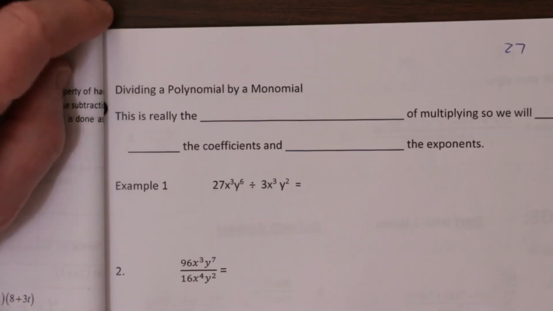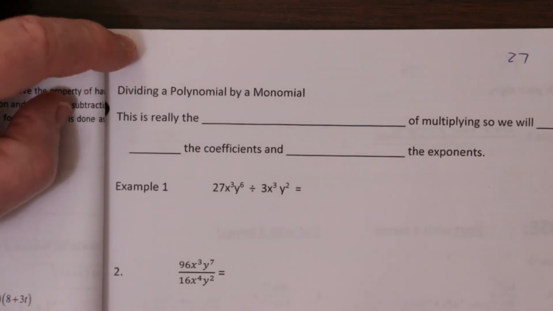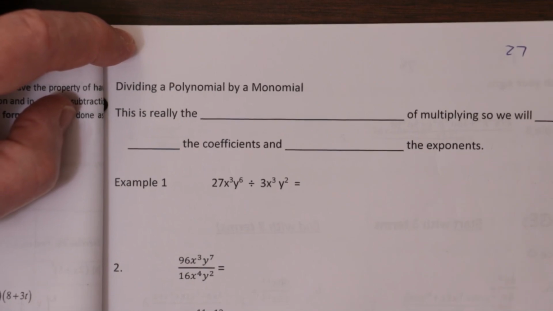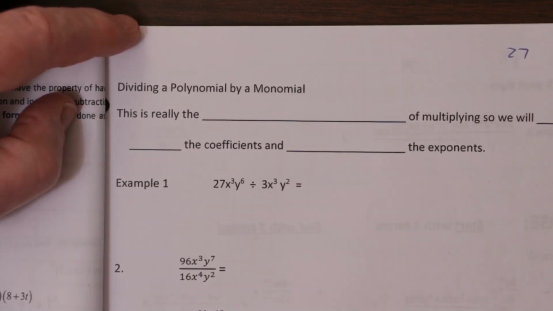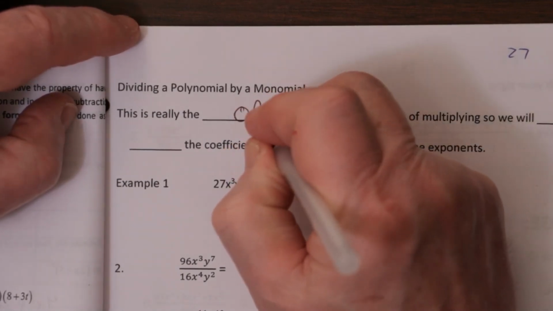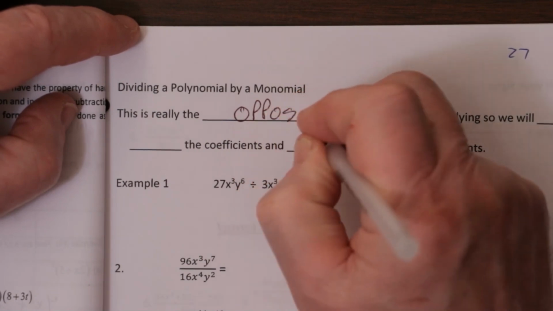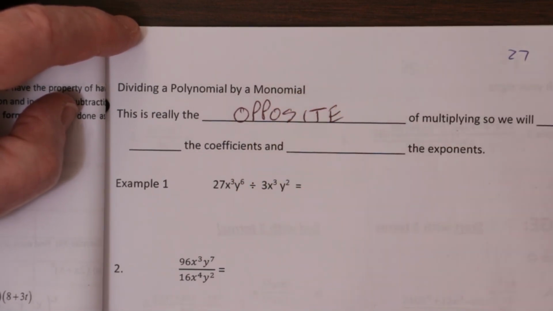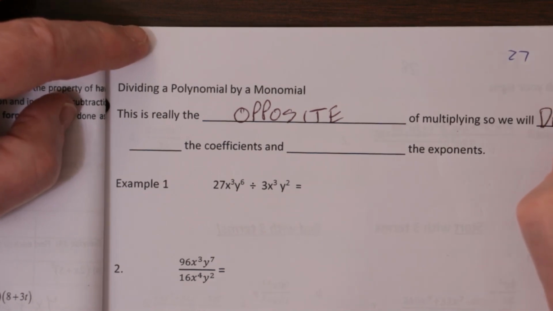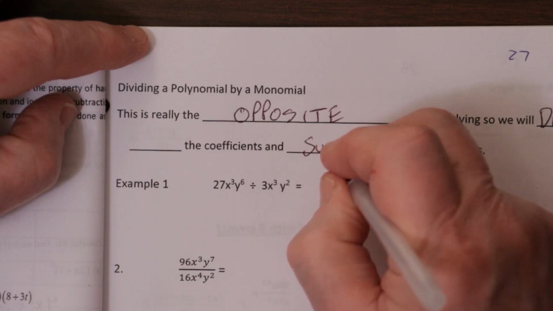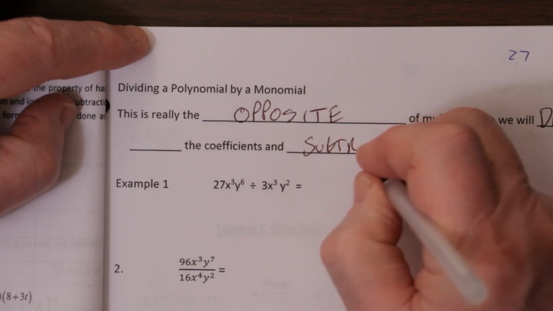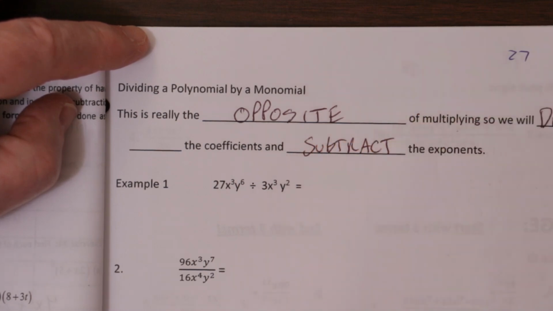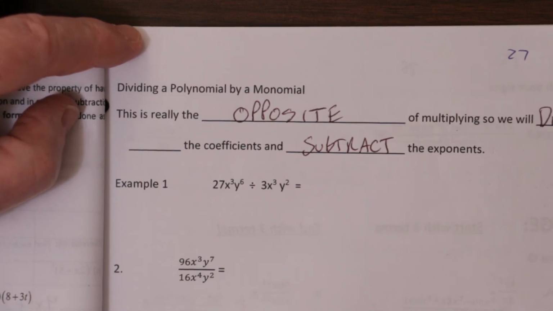Top. If you print the notes off of the computer, then that's going to give you the fill-ins. This is really about the opposite. I'll probably spell opposite wrong because I don't have my spell check on. Opposite of multiplying. So we're going to divide the coefficients and we're going to subtract the exponents. And this is where that magical mystery invisible 1 is going to come in super handy. Okay, you got to remember that.